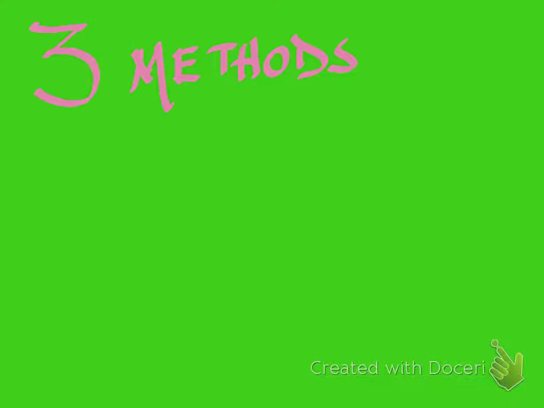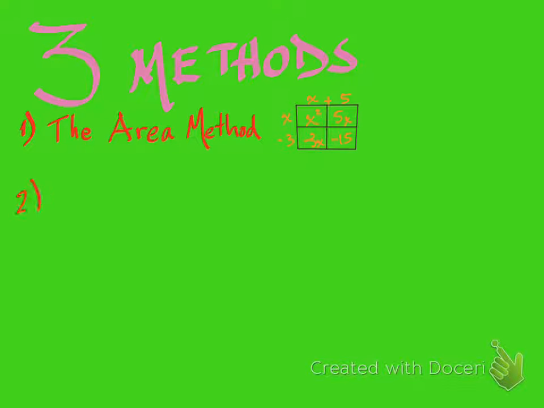The first method is sometimes called the area method or the area model. You make a little box and put some stuff on the sides, then multiply that stuff and write some stuff in the middle of the box and come up with your answer that way. I'll show you that in a second. The second method is called the double distributive, or sometimes we used to call this the FOIL method. I'll show you how that works for multiplying two binomials.